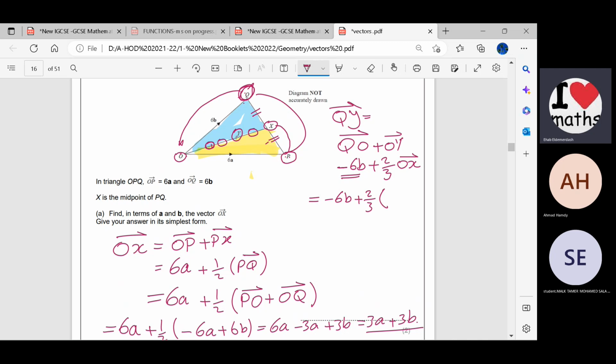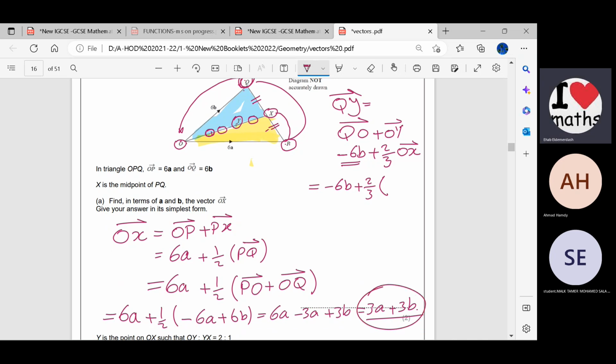Who can tell me what is the OX? I just found the OX a moment ago. What is the OX? 3A plus 3B. Let's put it. It's minus 6B, and then 2/3 of the 3 will give me 2A, and then 2/3 of the 3 will give me 2B. So I can simplify it as follows. I will keep 2A minus 6B and positive 2B. It will give me minus 4B. Are we clear on that?